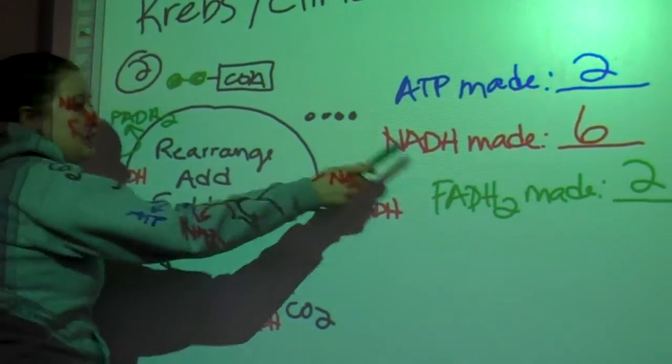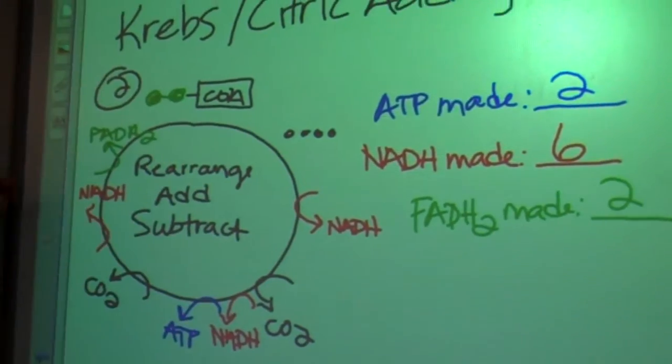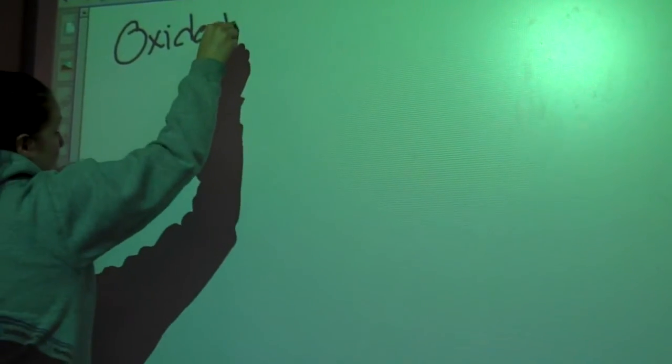Okay? Is this usable ATP yet? Nope. Now where do we go to make it usable ATP? Oxidative phosphorylation.